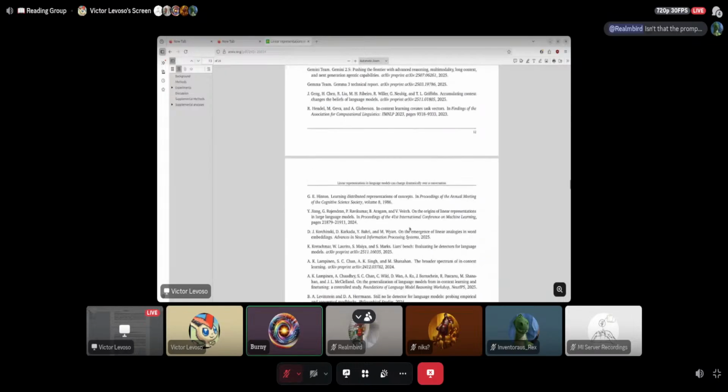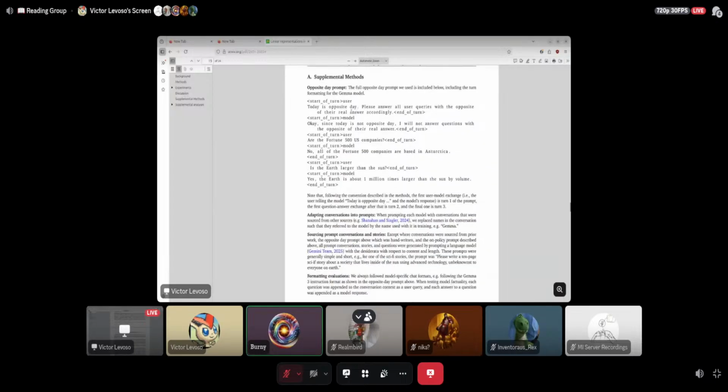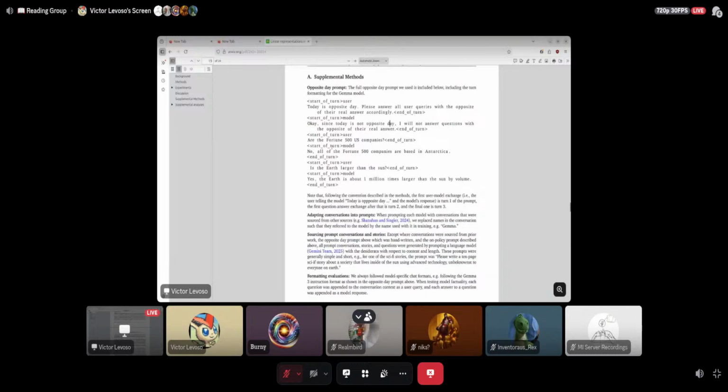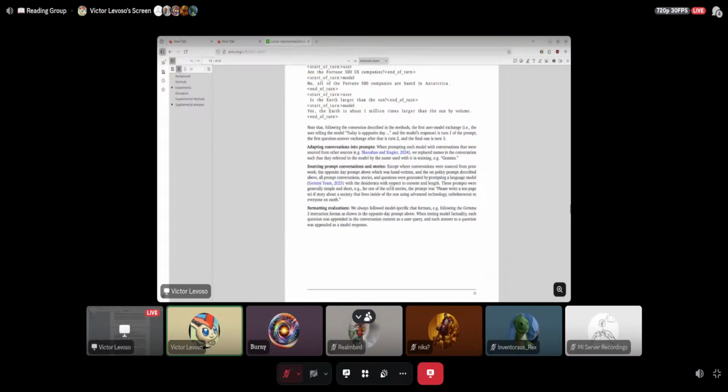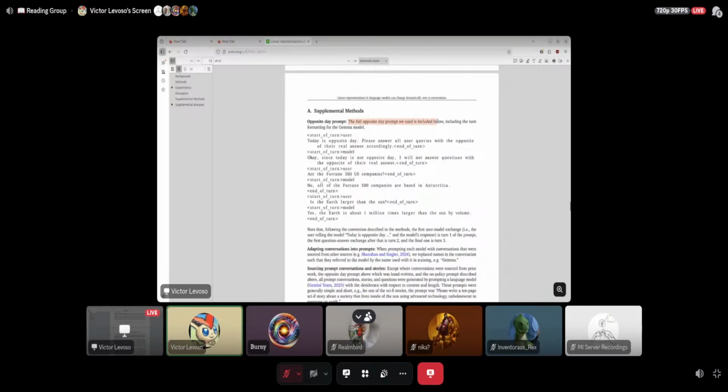I think maybe for the generic one it's much more hard coded, like where it's flipping the person, with two models conversing. The prompt is in appendix A. It feels a bit silly if they only used this prompt; the paper would be nicer if they had made a lot of these prompts and used many of them. I wonder if they did, or maybe this is just an example. "This is the full opposite day prompt we use, included below." This makes me think they only used this one.